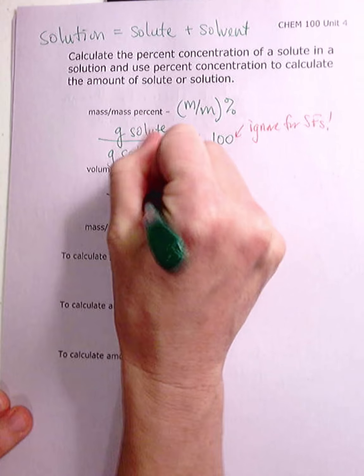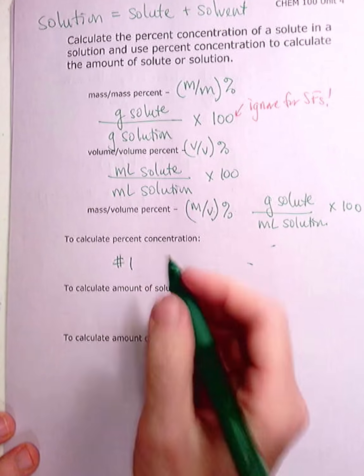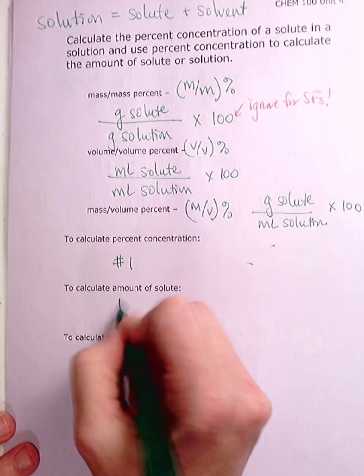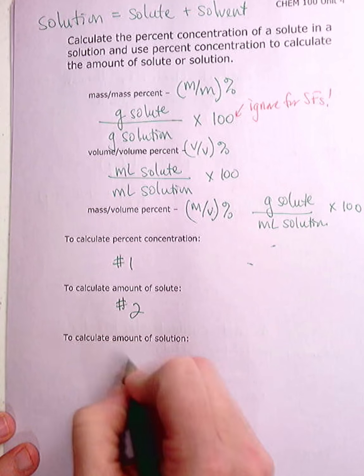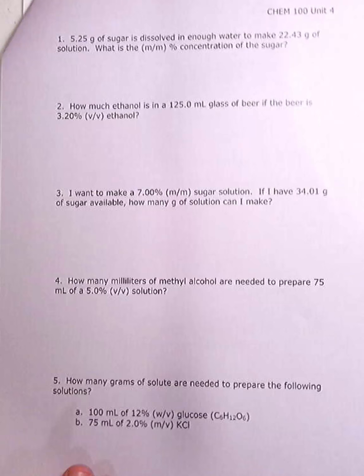Lastly, we have mass volume percent, which is M/V percent, and it's grams of solute over milliliters of solution times 100. So we're going to calculate percent concentrations, the amount of solute, and the amount of solutions in these practice problems on page 5. To calculate percent concentration, work number 1. To calculate the amount of solute, work number 2. To calculate the amount of solution, see number 3. So let's go to the next page.